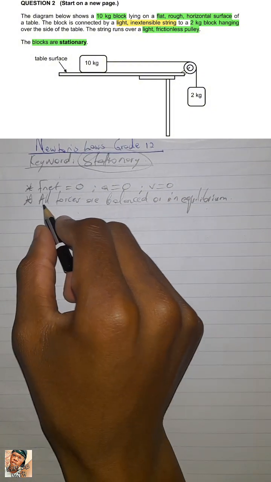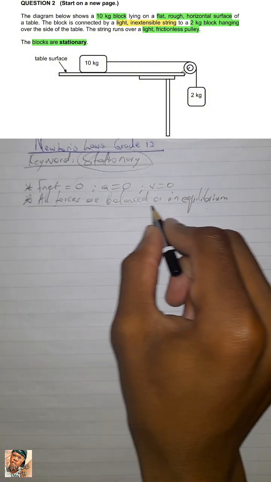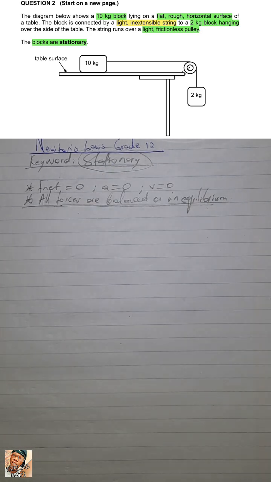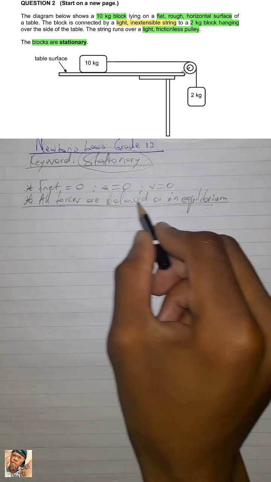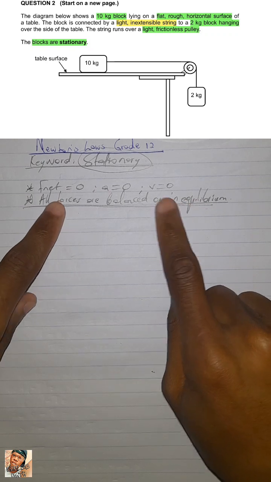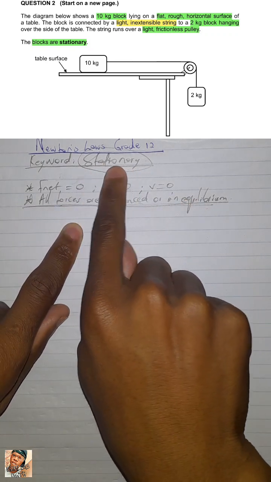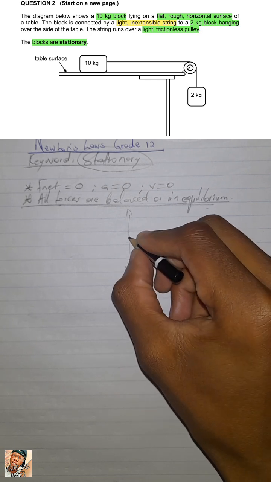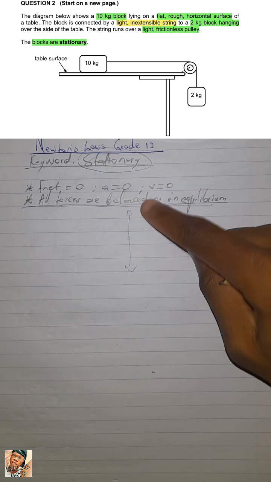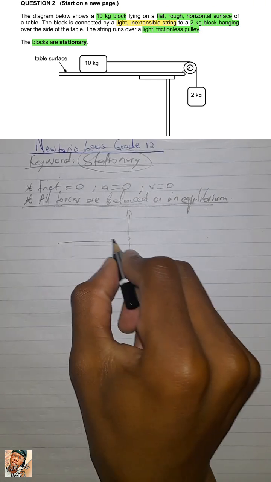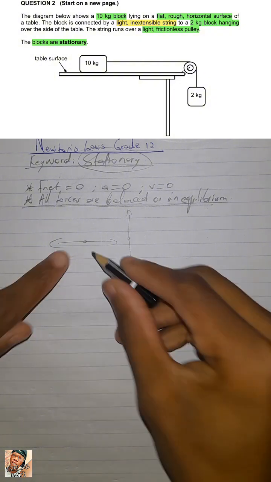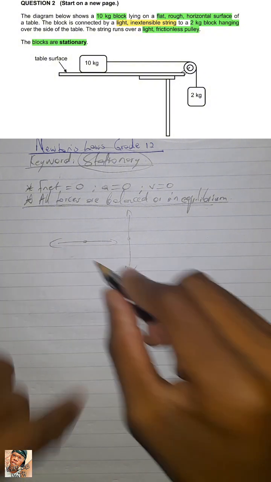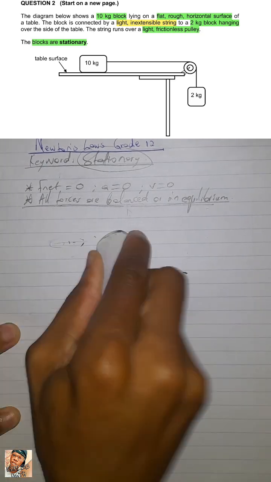It also means that all forces are balanced or in equilibrium. This is the most important point of the stationary keyword. So we're going to utilize the fact that when objects are stationary, the forces are in equilibrium or balanced. It means that all the vertical forces are balanced, equal in magnitude but acting in opposite directions. That applies as well to the horizontal forces. So that's what you gotta know. Okay, let me write that down as a note.